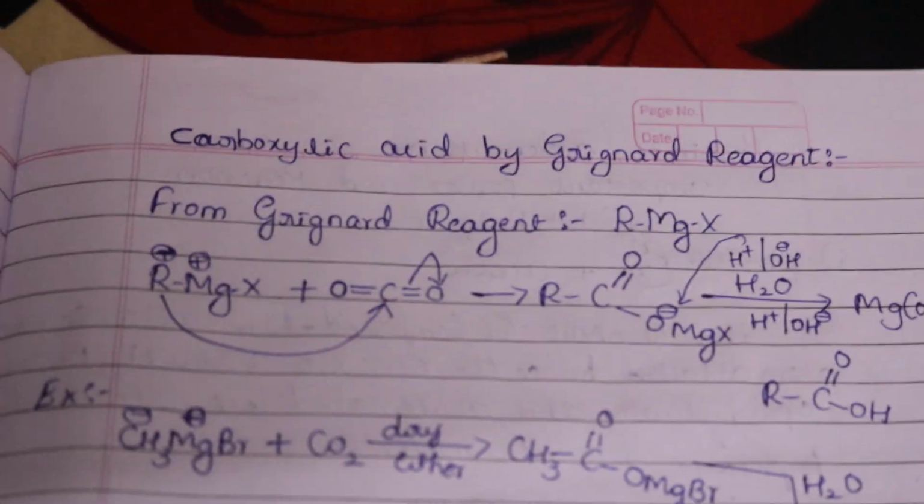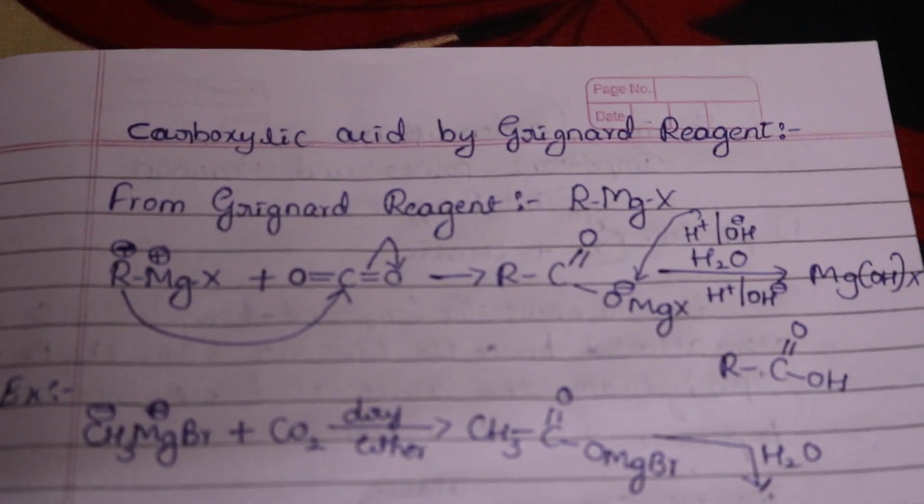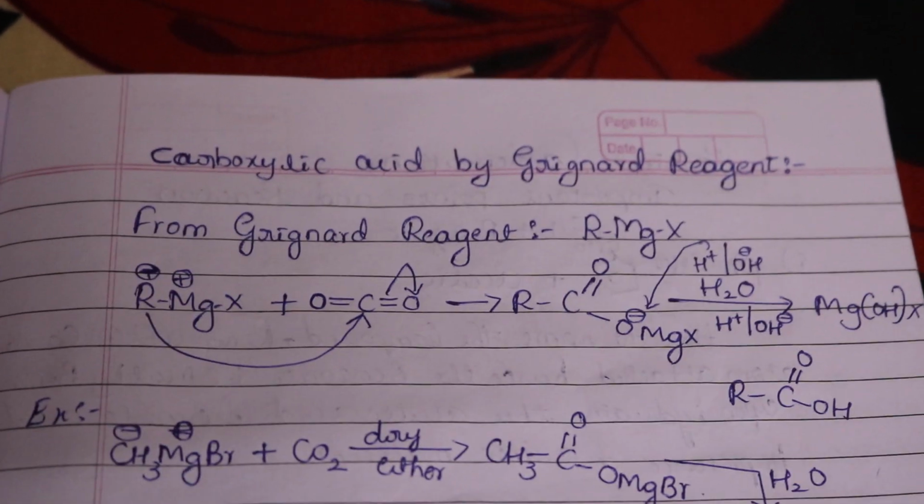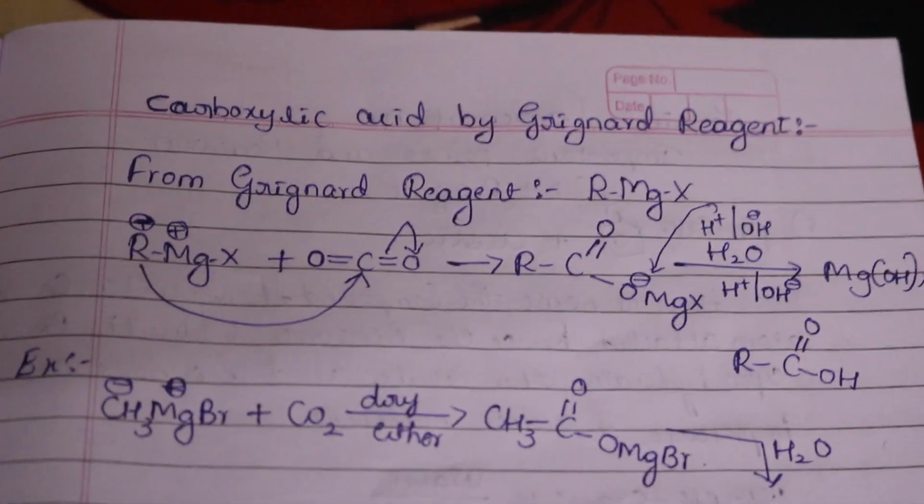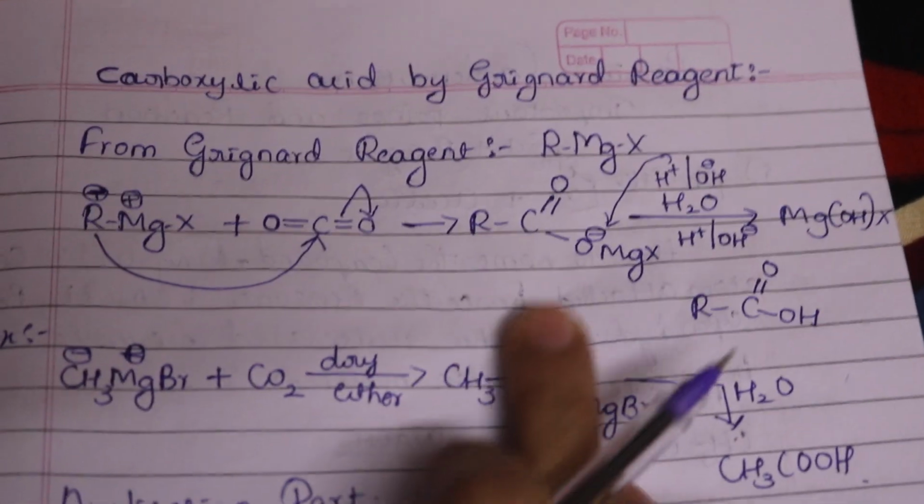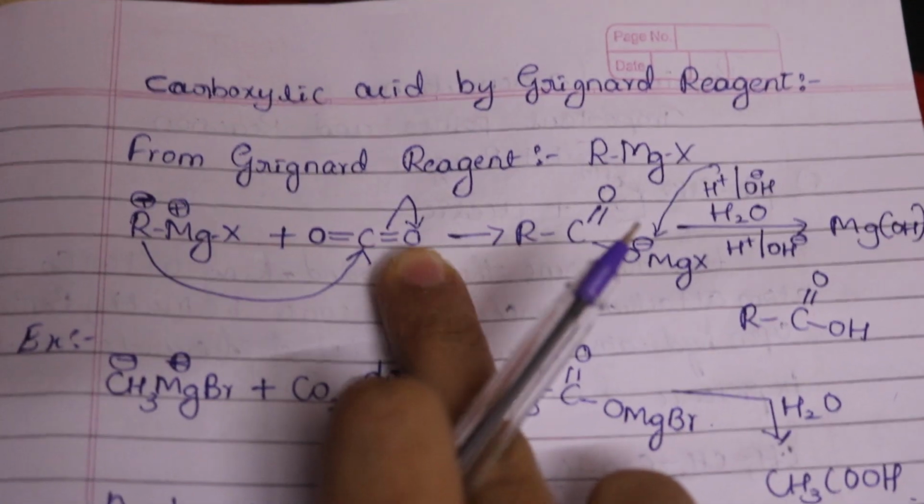Hello my dear student. Today we will discuss carboxylic acid preparation by the Grignard reagent. How to prepare carboxylic acid by Grignard reagent. As we know, Grignard reagent is RMgX. Here, the RMgX is treated with carbon dioxide.